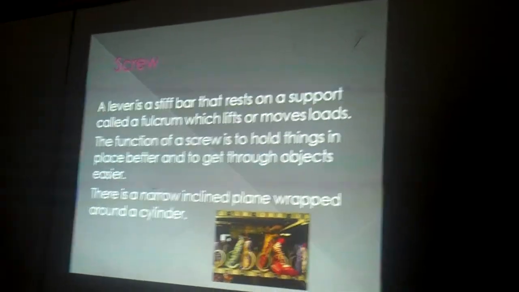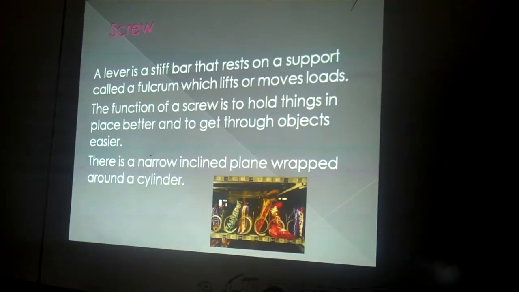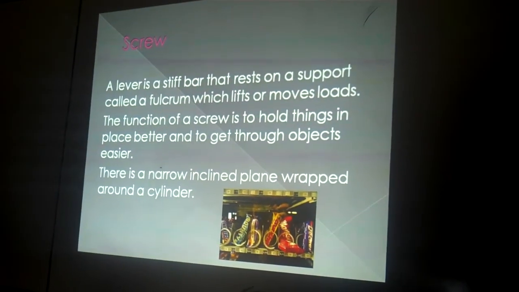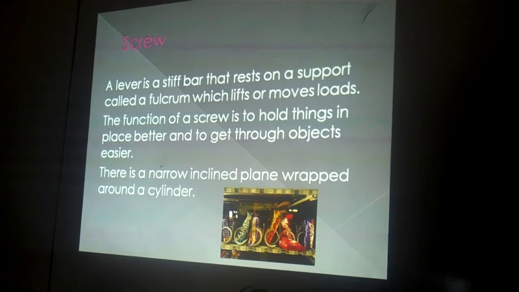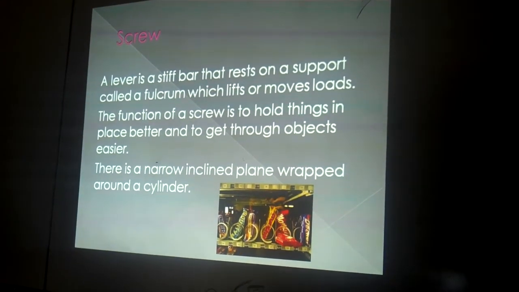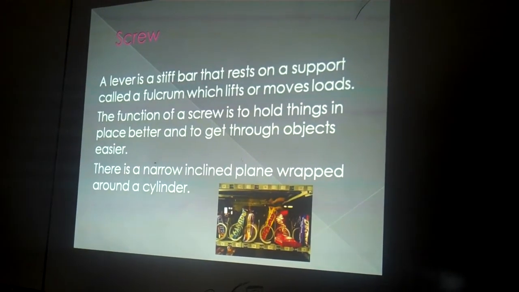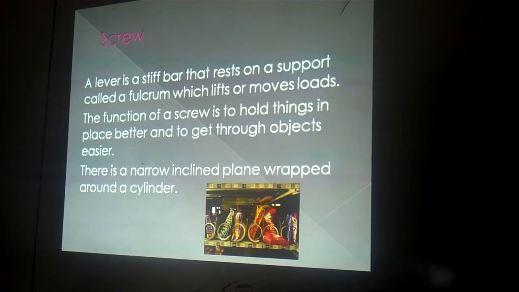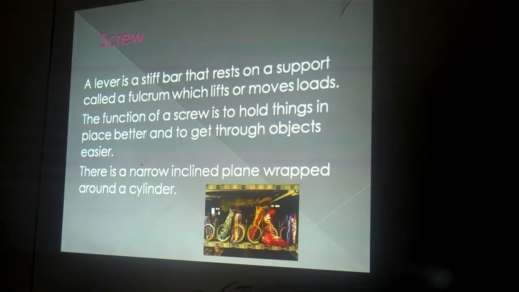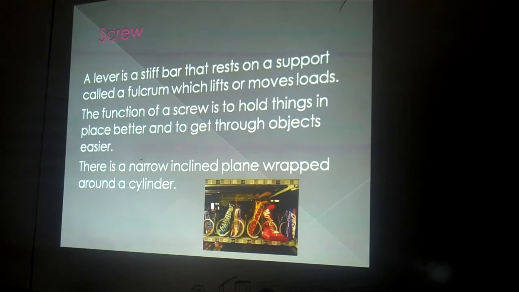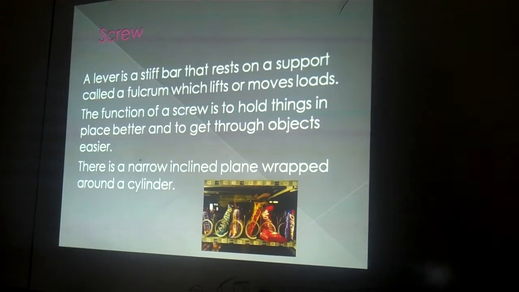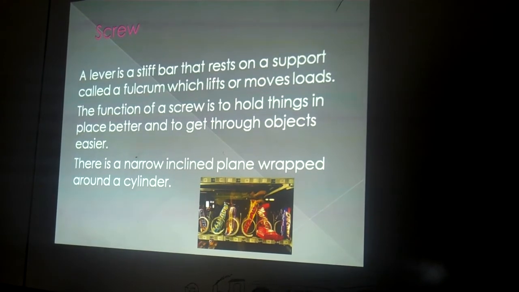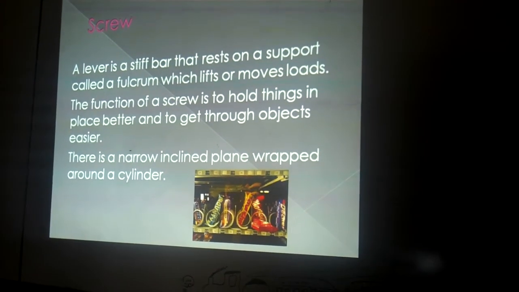And then a screw is a stiff bar that rests on a support called a fulcrum, which lifts or moves loads. The function of a screw is to hold things in place better and get through objects easier. There's a narrow incline plane wrapped around the cylinder. And I know there's an incline plane because whenever you drive up mountains, it's kind of like a screw, because you're driving around in circles, but really you're going up a little higher. And that's just like a vending machine.